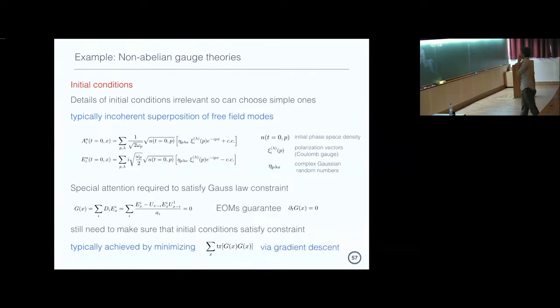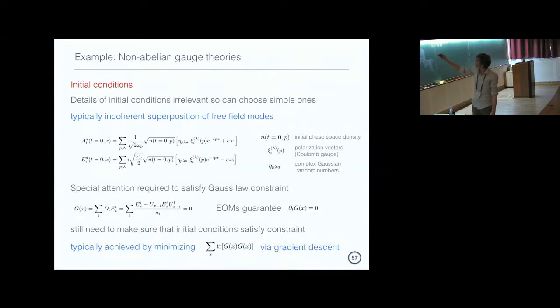And so it turns out that if you work this out, what the equations of motion guarantee is that if this constraint is satisfied at a certain time, it'll be satisfied at any later time, because you can show by virtue of the equation of motion that the time derivative of this Gauss law constraint is actually zero. But you still need to make sure that the initial conditions satisfy this constraint.